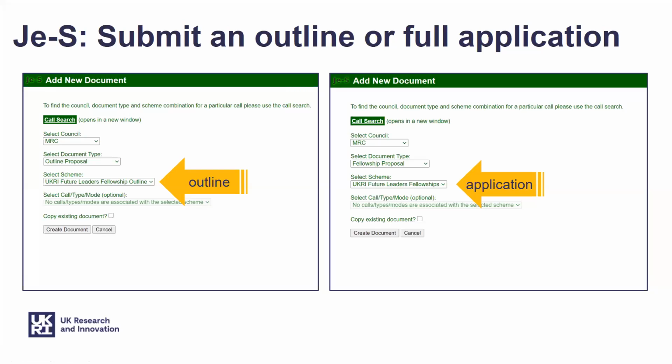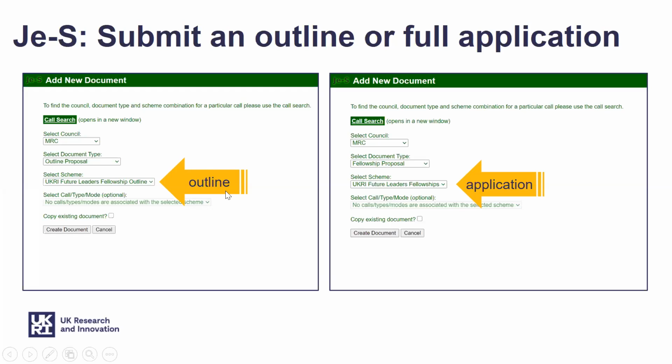The reason there's nothing in that box at the moment is because outlines don't open until the 10th of November and full applications don't open until the 3rd of December. So once those dates have passed, you will be able to select outline and full application in that box. The reason that we're doing this now is we want to give you all this information up front. We encourage you to still set up a JES account as early as possible, and we want you to start working on the content of your application before the system opens to give you as much time as possible.